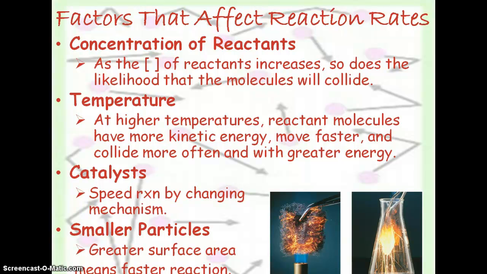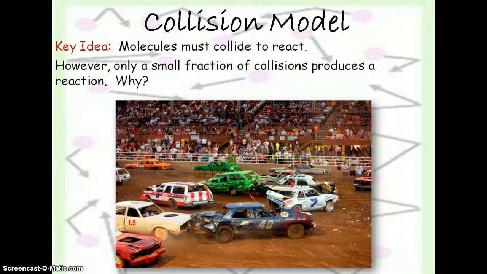As the concentration of reactants increases, so does the likelihood that the molecules will collide. Temperature: at higher temperatures, you know that molecules have more kinetic energy, they're moving faster, and therefore they're going to collide more often and with greater energy. A catalyst can also affect reaction rates by speeding the reaction, and it does this by changing the mechanism, or how the reaction actually works. And then increasing the surface area by making smaller particles means a faster reaction because you have more things in there and more likelihood they'll hit and actually react.